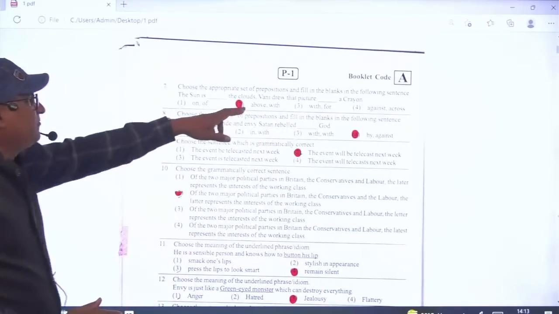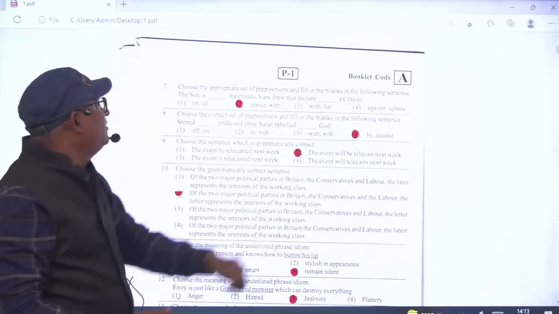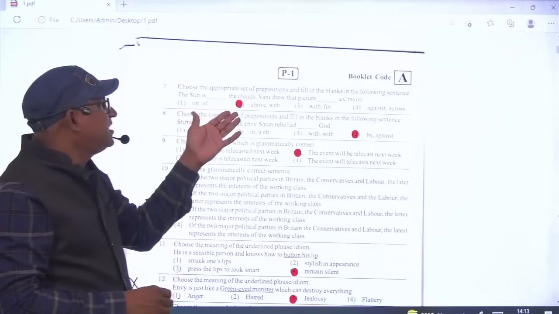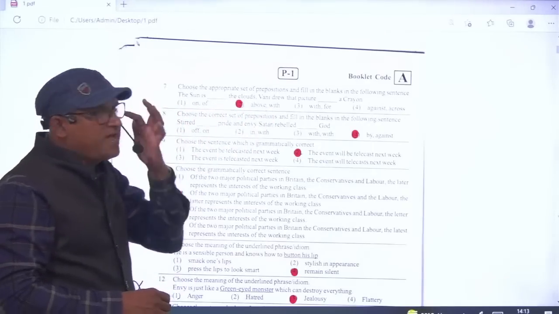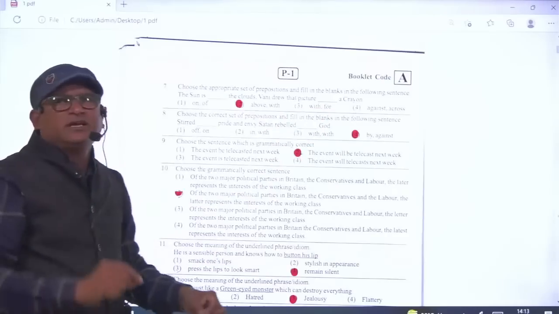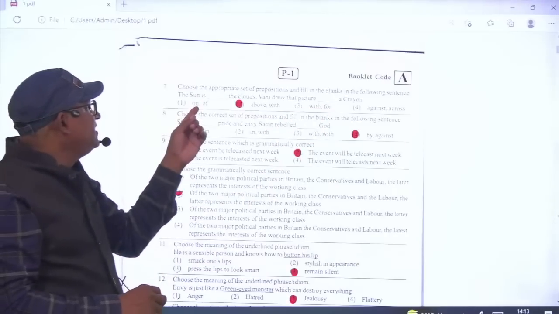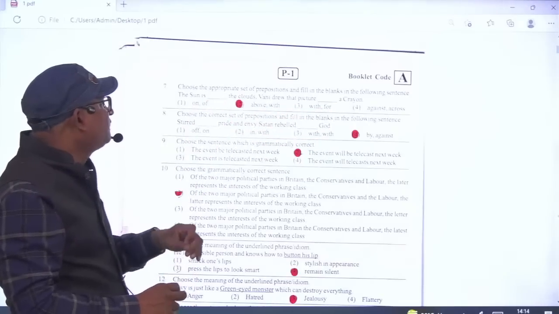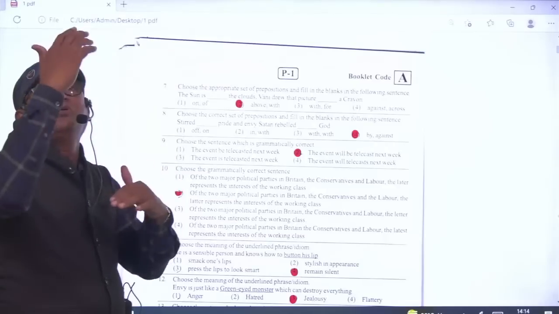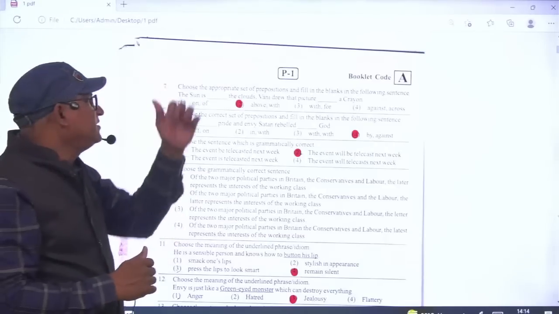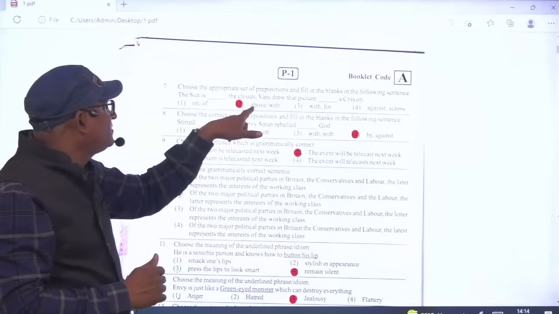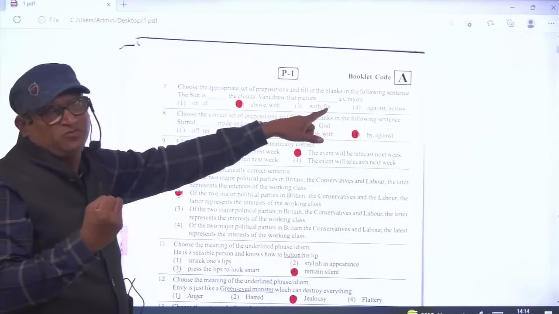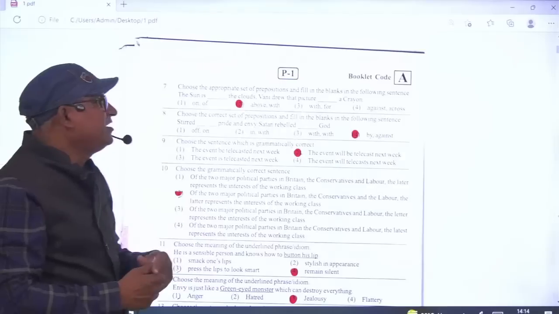Choose the appropriate preposition and fill in the blanks in the following sentences. This question belongs to prepositions, right? The sun is dash the clouds. Vani drew the picture dash crayon. Crayon is nothing but color pencils, right? The sun is on, above, with, or against. Clouds are nothing but what is above our heads, so above is right: above the clouds. And crayons are things that we should use with only. You understand? Above, with, the second option is the right one.